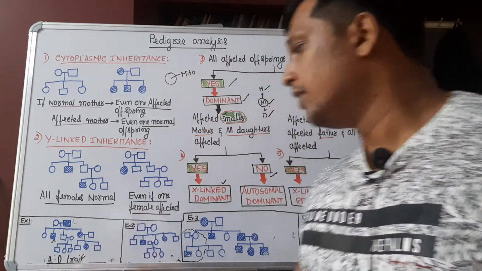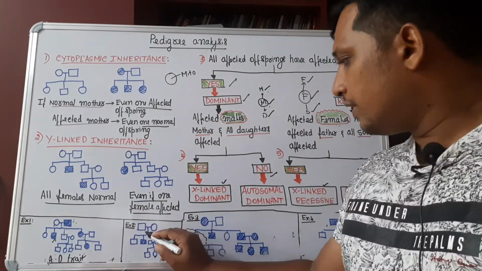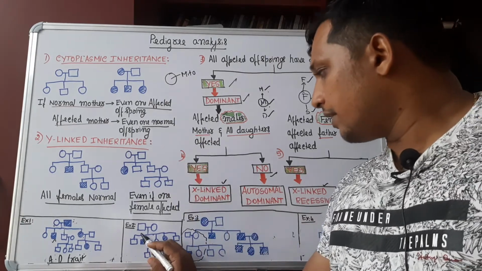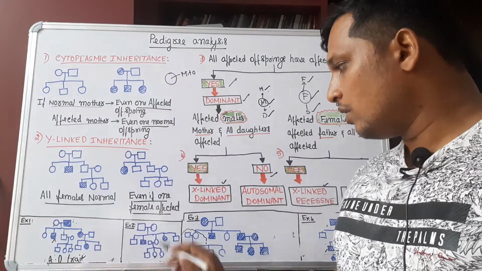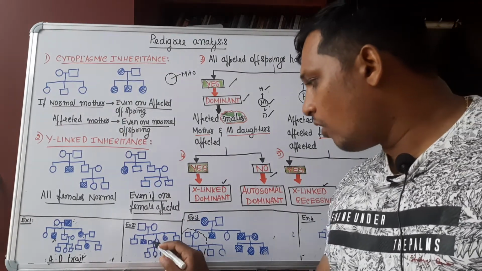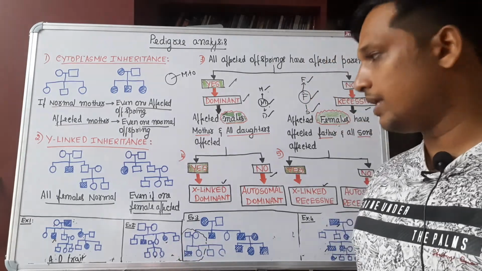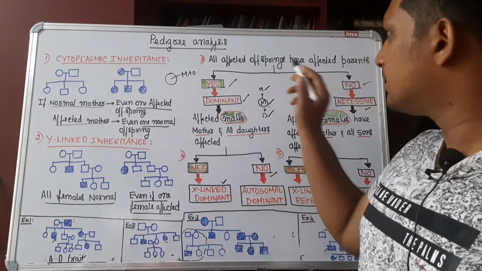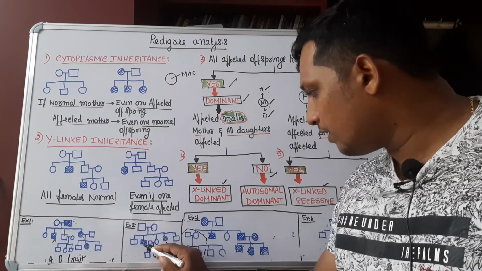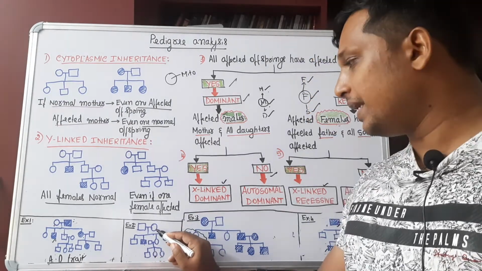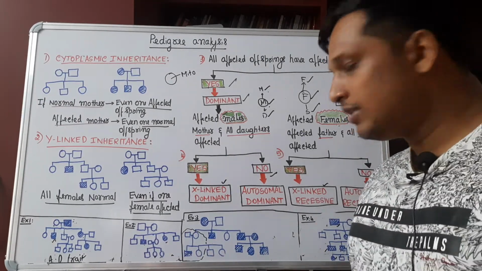I hope you understood. Now we'll move on to the second chart. In the second chart, first, you have to check cytoplasmic inheritance. Normal mother, affected offspring, so it is not cytoplasmic. Y-linked inheritance: all females should be normal, but here there is an affected female. Hence it is not Y-linked. Next, third point: affected offspring must have an affected parent. Here the affected offspring does not have an affected parent, it has normal parents. Hence it is a recessive trait.